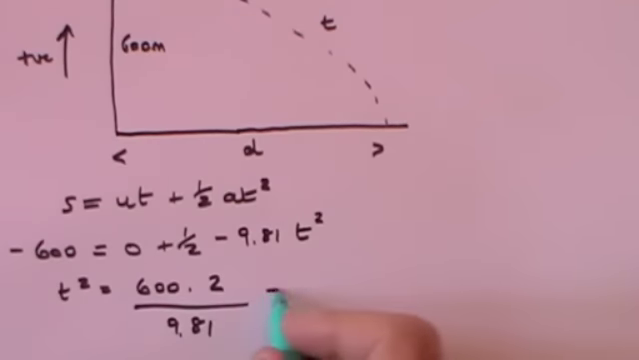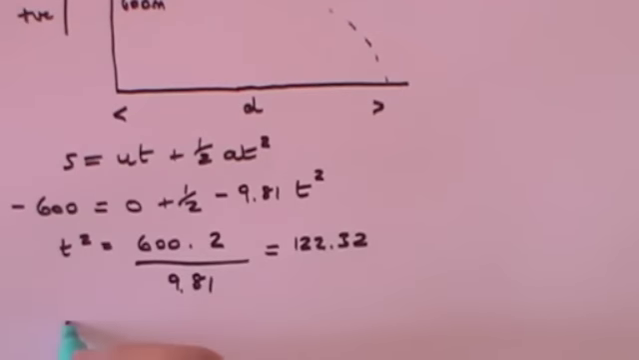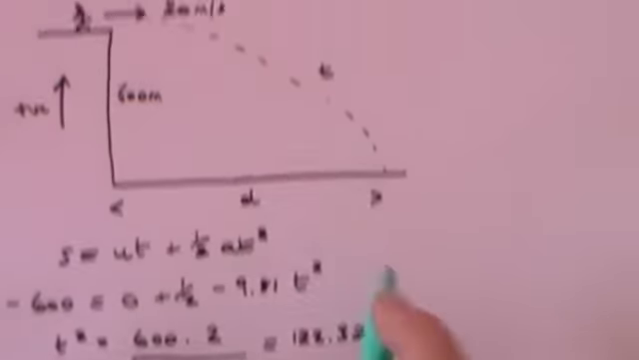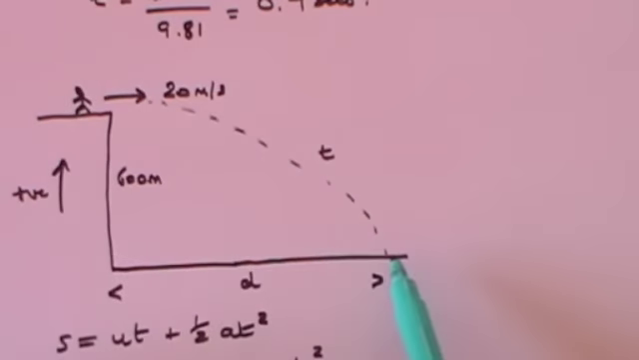And if you work that out, you'll get that as being 122.32, which means that t is equal to plus or minus 11.06 seconds. Now, in this case, the minus has very little purpose. You can't have a minus time. So it takes 11.06 seconds before the ball lands on the ground below.